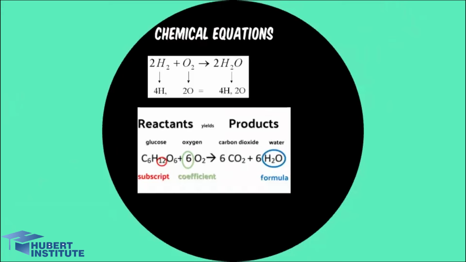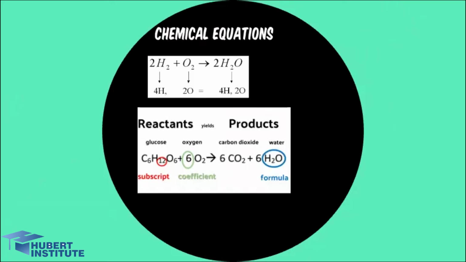So, as you can see in the second picture, what are subscripts and coefficients and how the formula is produced. Something very important in the case of equations is that every element or atom should have the same number on both sides, reactant and product. And you should use subscripts and coefficients to equalize the number of atoms on both sides of the equation.